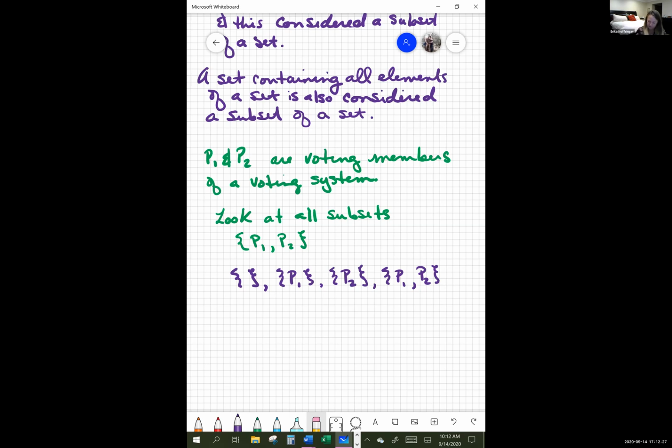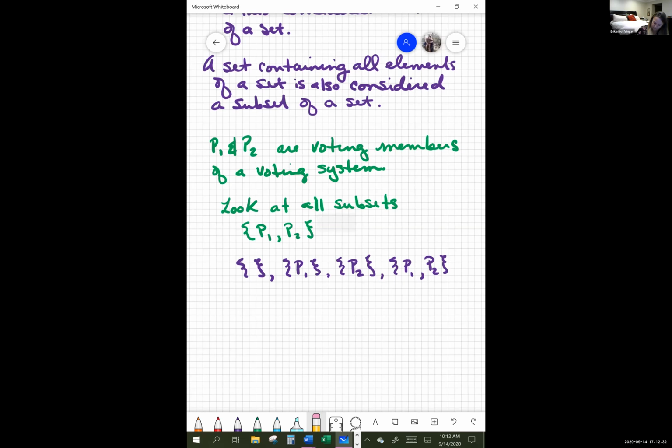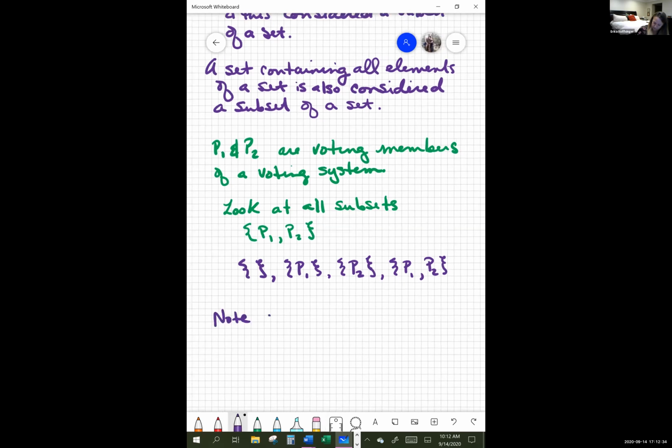or 2 elements, a set with 2 elements has 4 subsets.